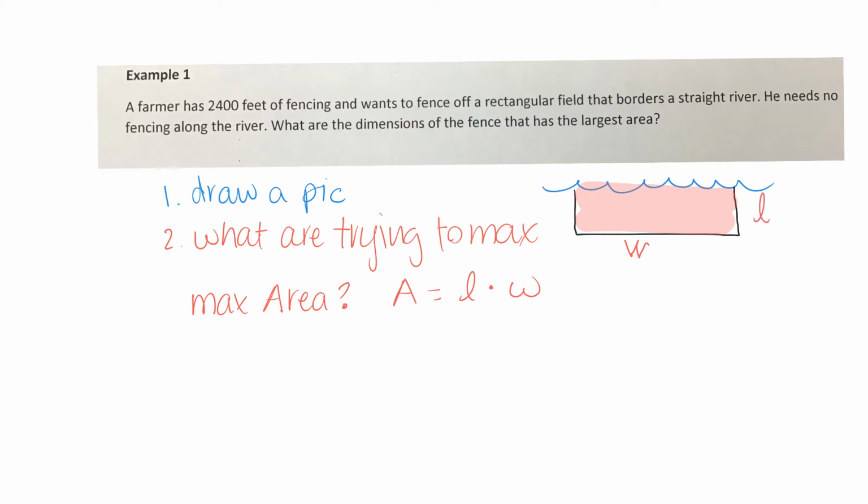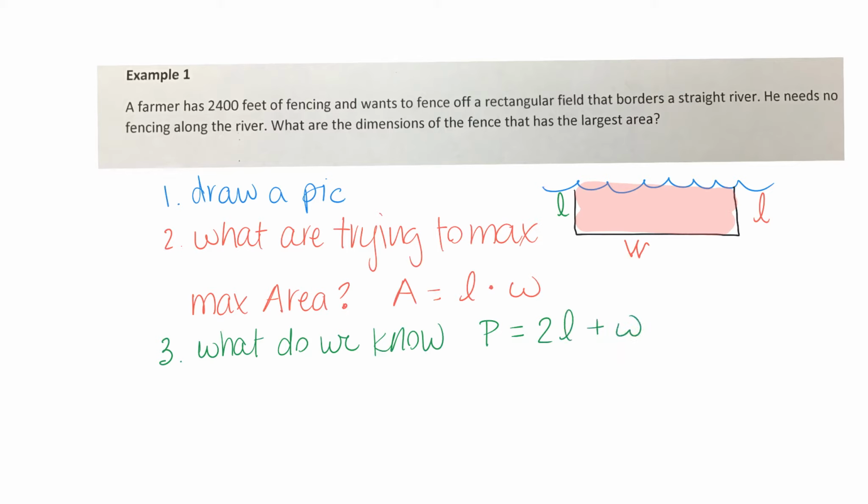Okay, so what else do we know? This is asking us about 2,400 feet of fencing. Well, what is that number? That represents perimeter, right? Okay, we know here that perimeter, how do we find perimeter? In this case, don't we have a length here as well? So if we were going to find the perimeter, we'd have length plus width, right? So that's really two lengths. So the perimeter is 2L plus W.